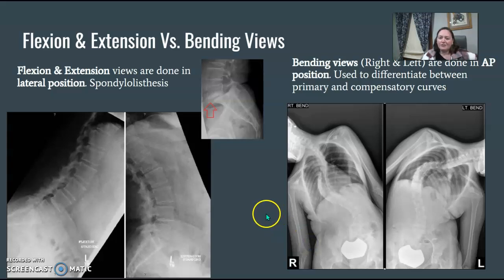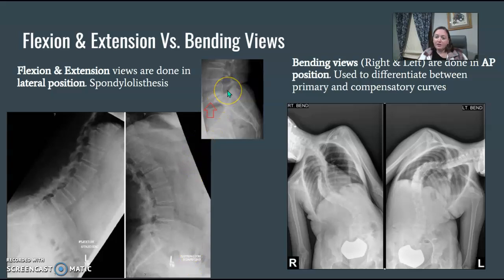Then just terminology, there's two more for lumbar spine. I would say flexion extension versus bending views. Flexion extension are done in lateral position. So that's when the patient's going to flex forward and then extend back. A lot of times we're looking for stability of the spine. You want to make sure to annotate or write on your image which one is which.